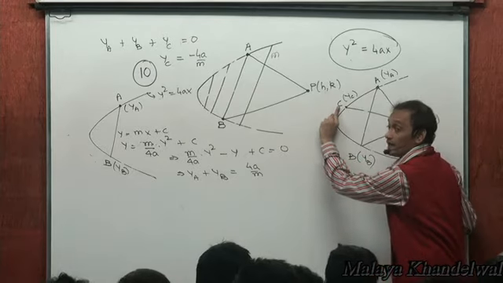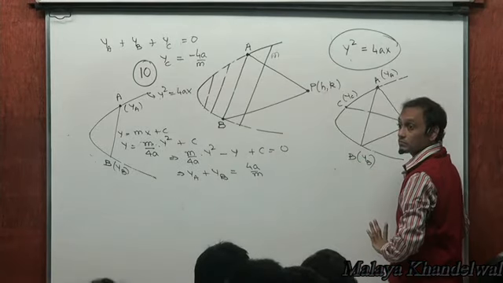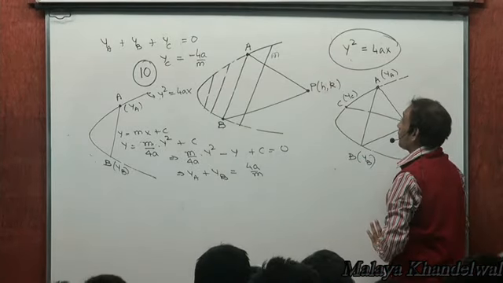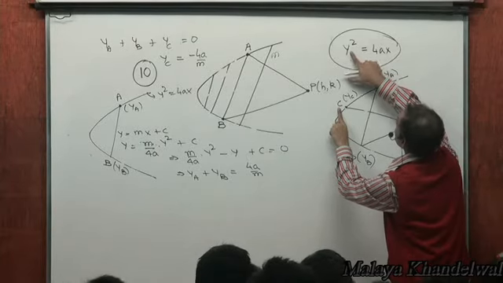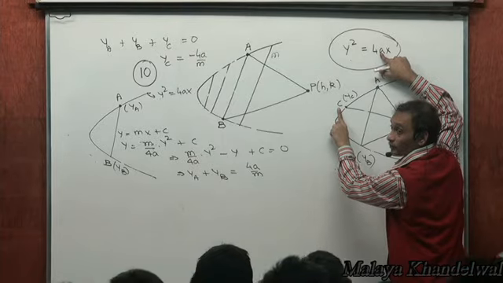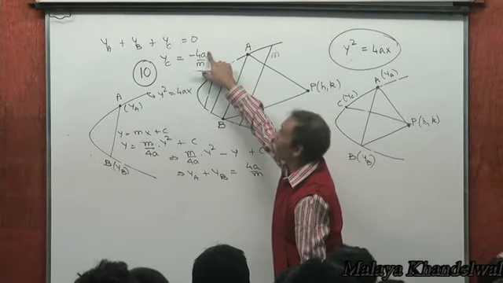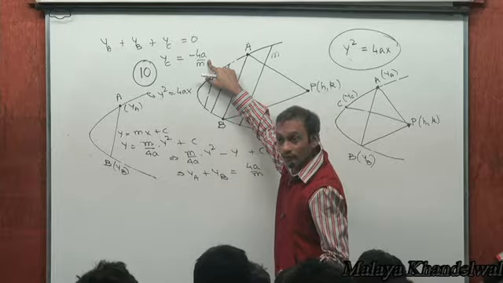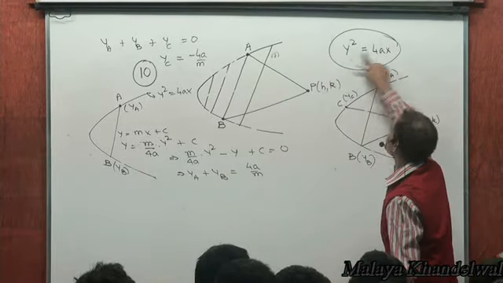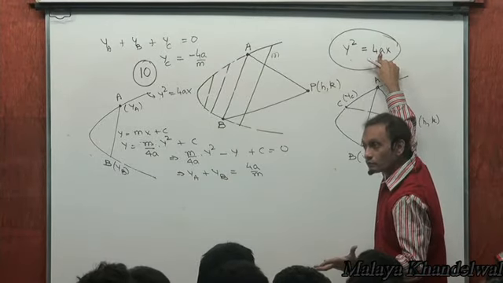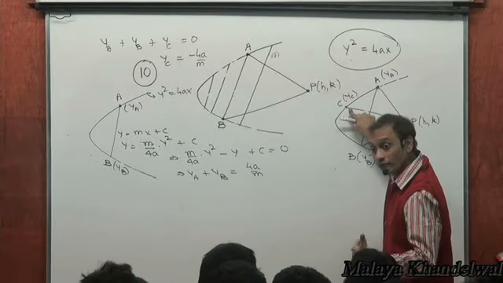This is a point C whose y is this. Right? What would the x of this point be? Yc squared by 4a. That means C is a fixed point, because its y is minus 4a by m, a fixed number, and x would be y squared by 4a, a fixed number. Right? So C is a fixed point.